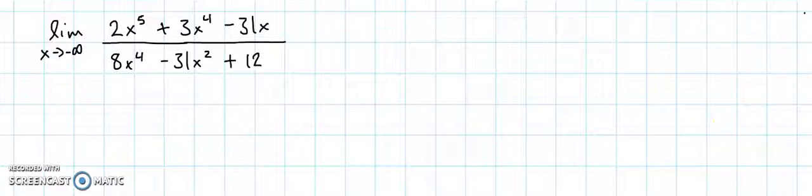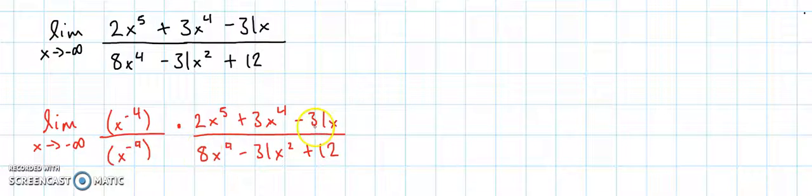Our next example is to evaluate the limit of 2x to the power of 5 plus 3x to the power of 4 minus 31x divided by 8x to the power of 4 minus 31x squared plus 12 as x approaches negative infinity. Our first step is to divide both the top and bottom by the highest power in the denominator, which is x to the power of 4. We can do this by multiplying x to the power of negative 4 to both the numerator and the denominator.